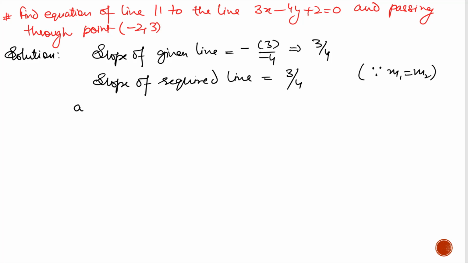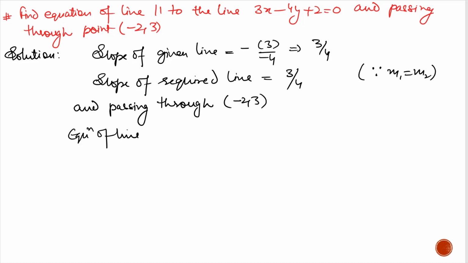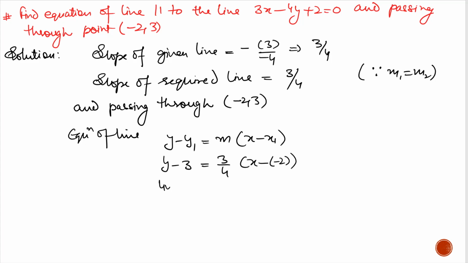The line is passing through (minus 2, 3). Now we have one point and the slope. We'll use the equation of the line y minus y1 equals m times (x minus x1). Here (x1, y1) is (minus 2, 3) and the slope is 3 by 4. After simplification, we get the equation of the line 3x minus 4y plus 18 equals 0.